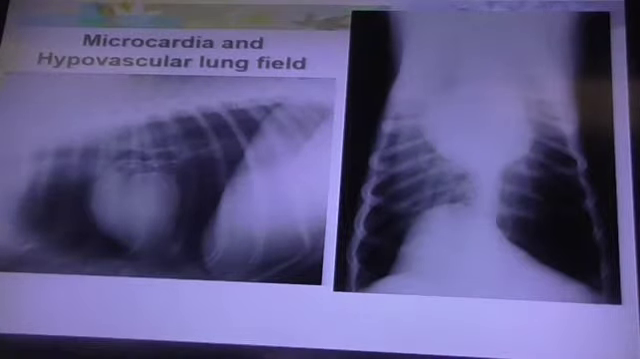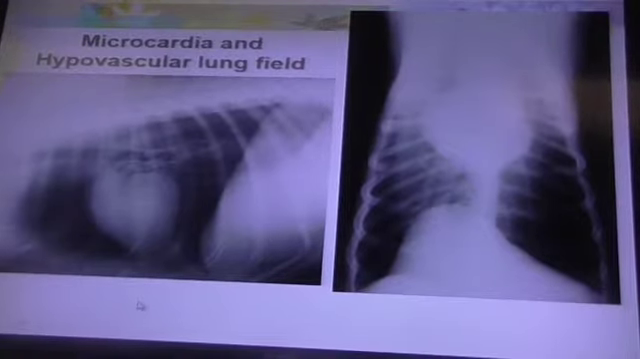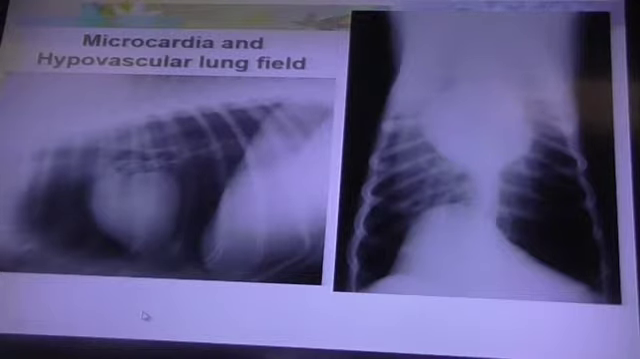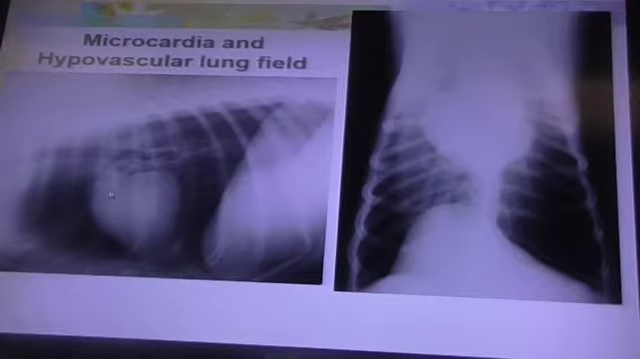This is an example. I think this one is also on Dr. Carter's PowerPoint presentation. And for this one, you can see that the heart is small. For the size of this pet, it should be at least 2.5 intercostal spaces, and this one is 1, a little bit less than 2.